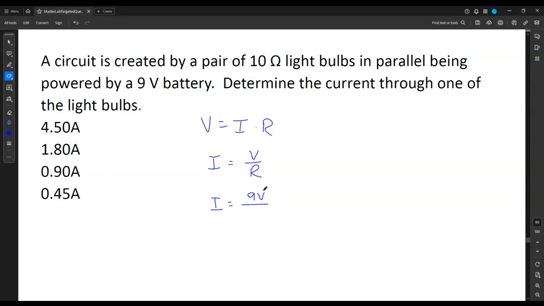Okay, and then if we're looking at one light bulb, then we're looking at one of those resistances. And so basically this is the same as just having a single light bulb just on its own in a circuit. So I have 9 volts divided by 10 ohms. Then that's going to give me 0.9 or 0.90 if we match the decimal places here. A volt divided by an ohm is an amp. So that looks like this one. Okay, as far as this group of material, that should be most of what we need.